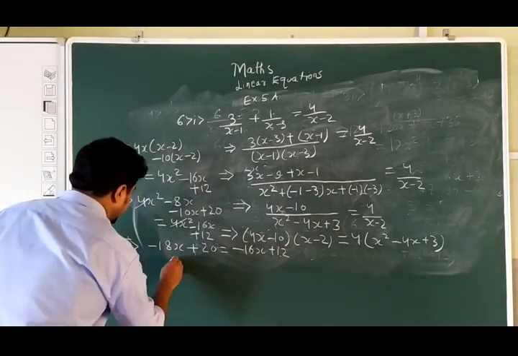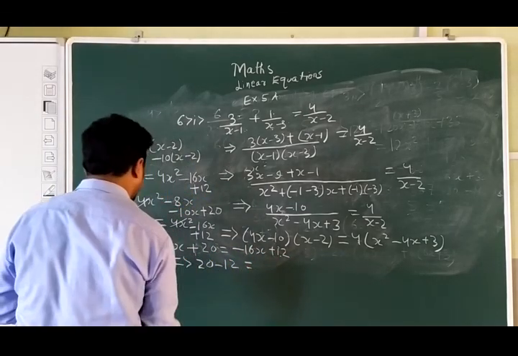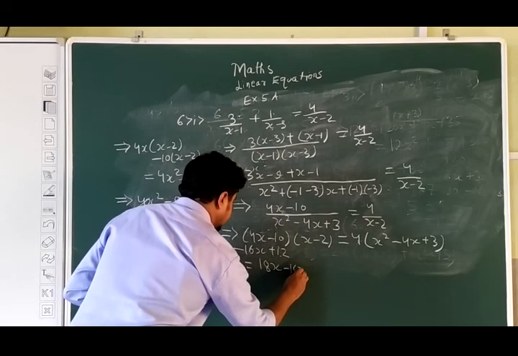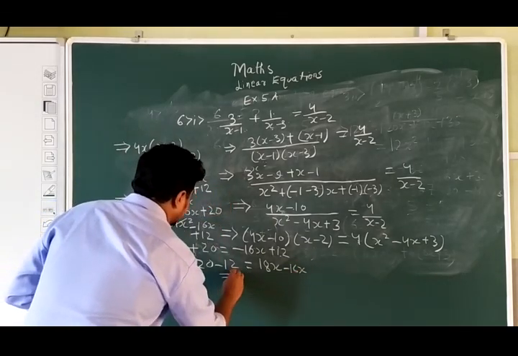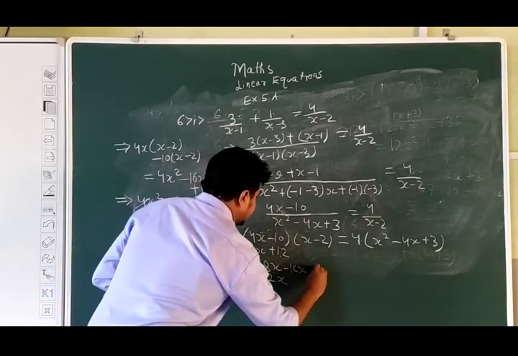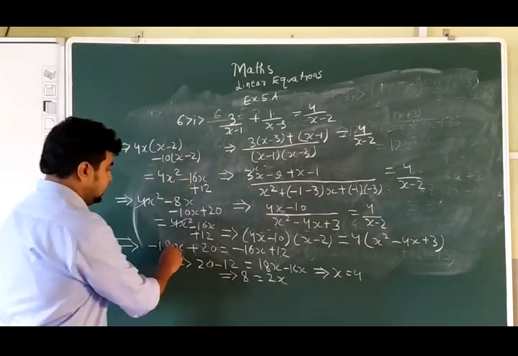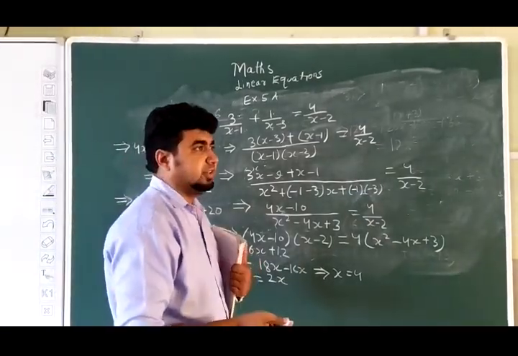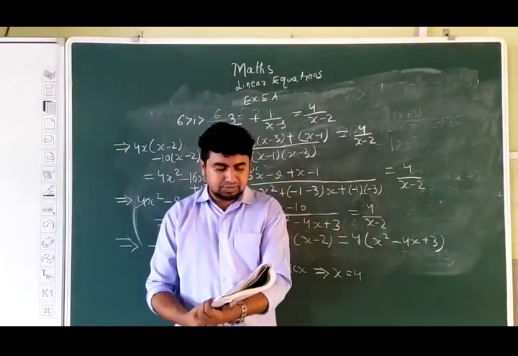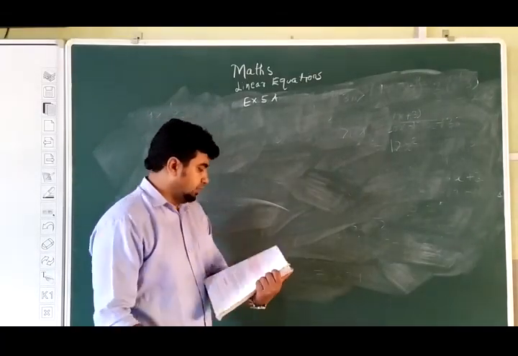So from here we will get 20 minus 12 will be equal to 18x minus 16x. So from here we will get 8 is equal to 2x. So from here we are getting x is equal to 4. Means simple solving: we are taking the variable terms, like terms, on the same side, and then we can substitute. So this is question number 6 bit 1. Now we are going to discuss 7 bit 1.